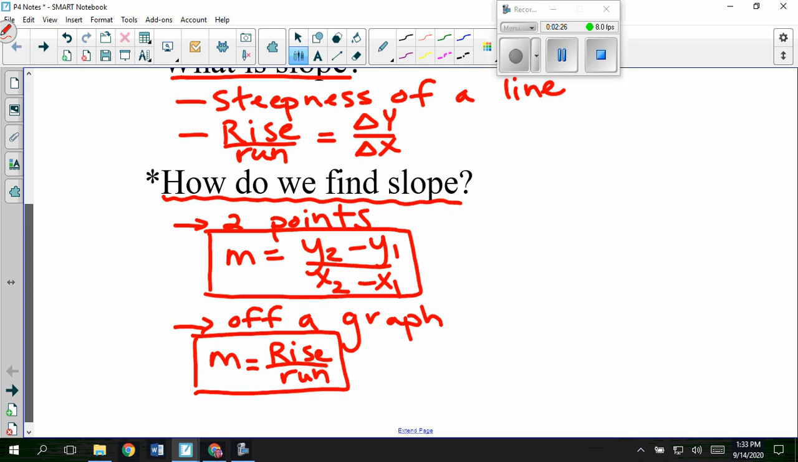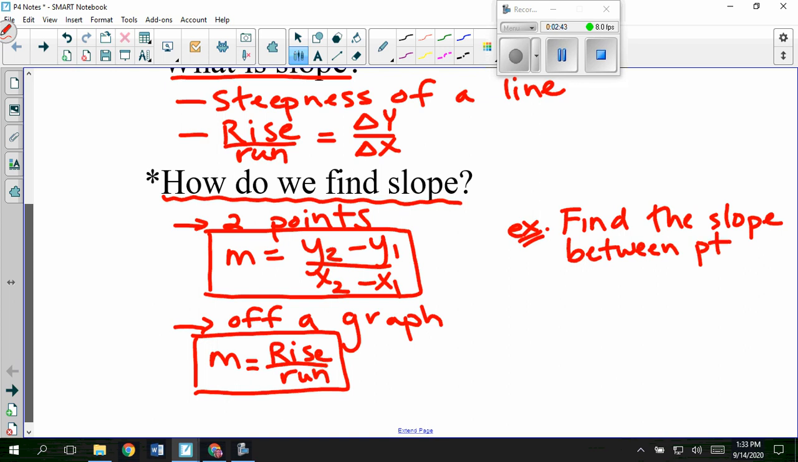I'm going to toss off just a little bit of an example here just in case you need to have that 2-point version once again. So my example here is find the slope between points (3, -1) and (4, 5).